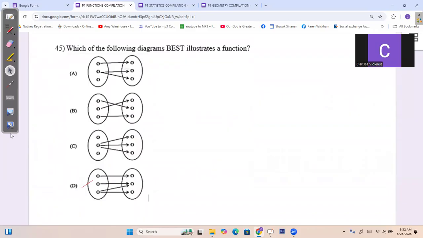Which of the following best illustrates a function? A function is either a one-to-one or a many-to-one. Yeah? So this is a one-to-many, so not. This is a one-to-one, if you look at it. So let's go check the other ones. This is a one-to-many, not it. This is a one-to-many, so not it. So the answer is B.